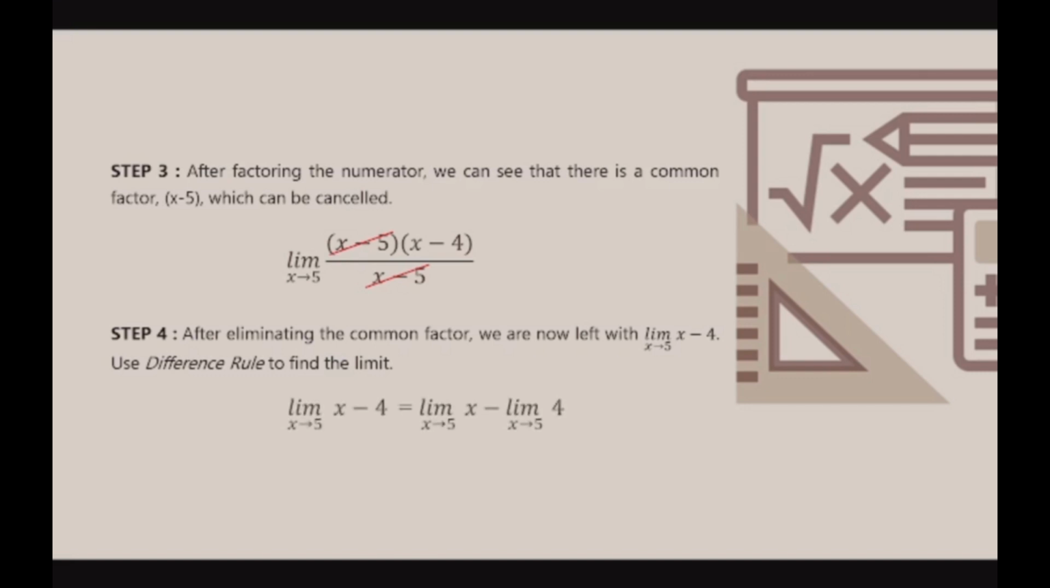Use the difference rule to find the limit. Limit x minus 4 as x approaches 5 equals limit x as x approaches 5 minus limit 4 as x approaches 5, equals 5 minus 4, equals 1. Therefore, the limit x squared minus 9x plus 20 over x minus 5 as x approaches 5 is 1.